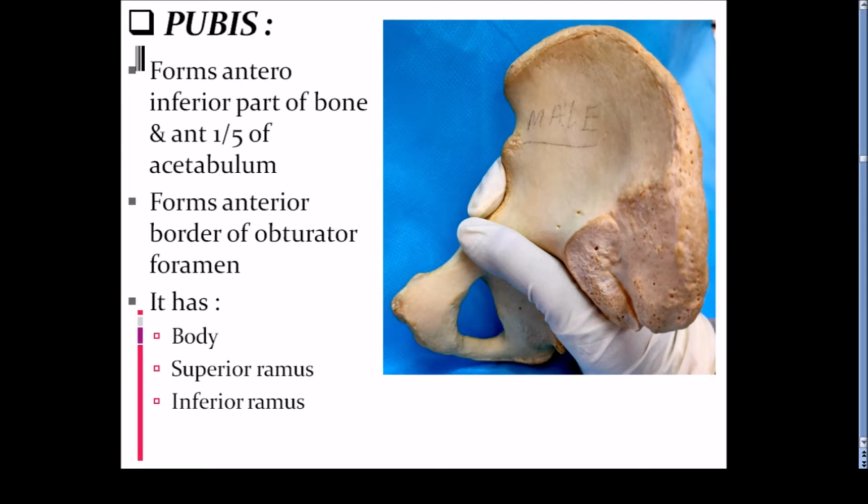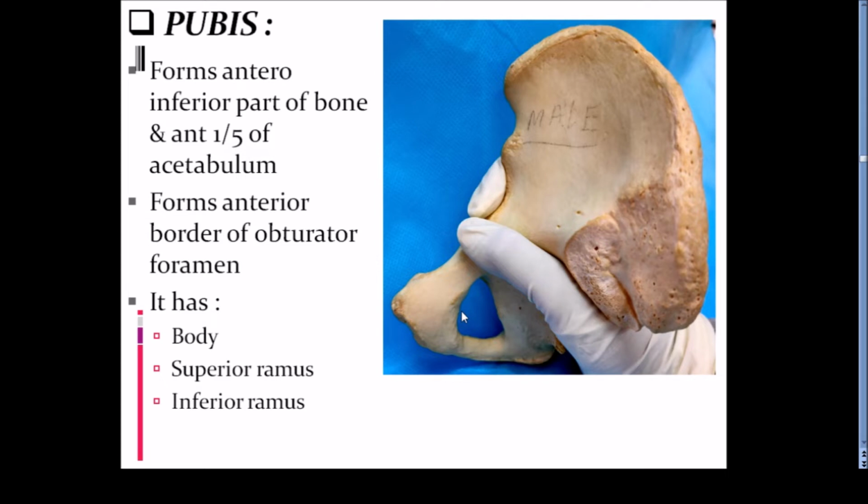Now the second part, that is the pubis bone. The pubis is one of the ventral components of the hip bone. It forms the antero-inferior part of the hip bone and the anterior one-fifth of the acetabulum. The anterior border of the obturator foramen is formed by the pubis bone.